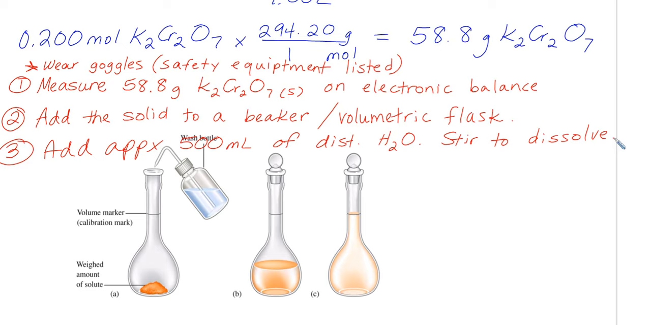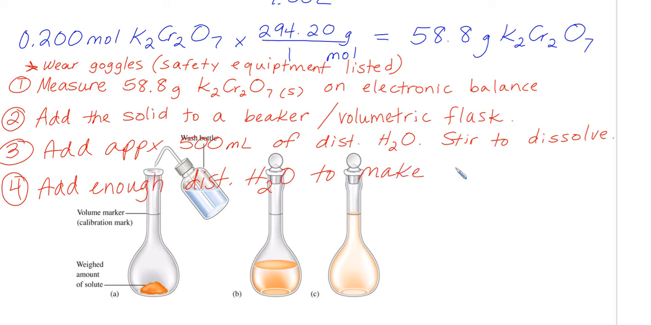And once you see your solid has started to dissolve, then in step 4, I would add enough distilled water to make 1 liter of solution, 1.00 liters of solution. And that's what they're trying to show in C. Then I'll dilute it to whatever the final volume is. And then we could say, stir it up or swirl so that everything is evenly mixed and perfectly dissolved.